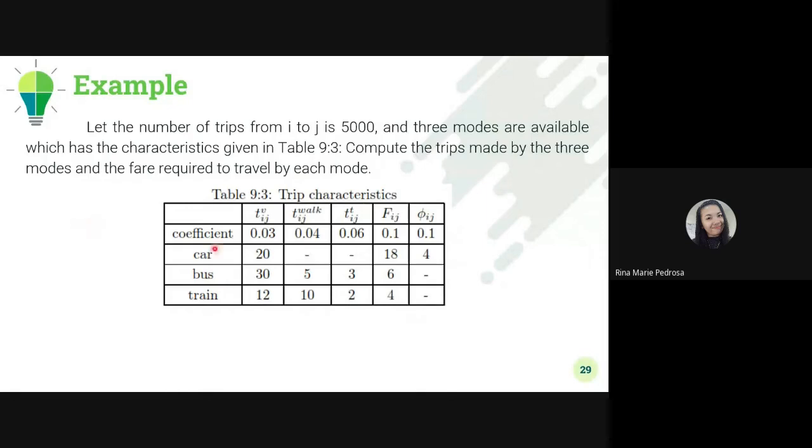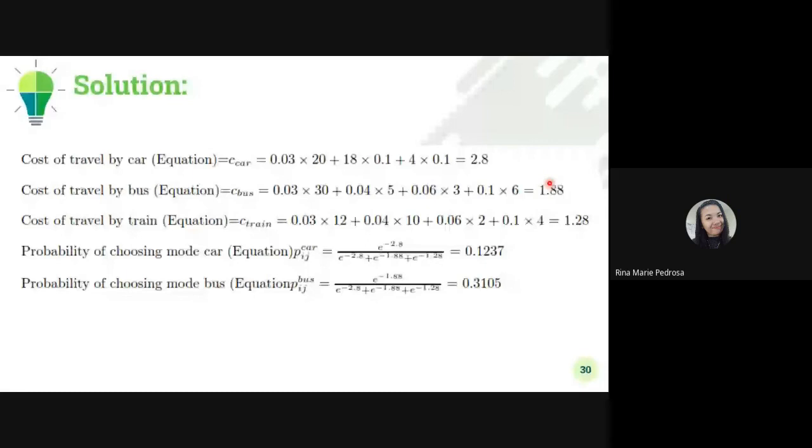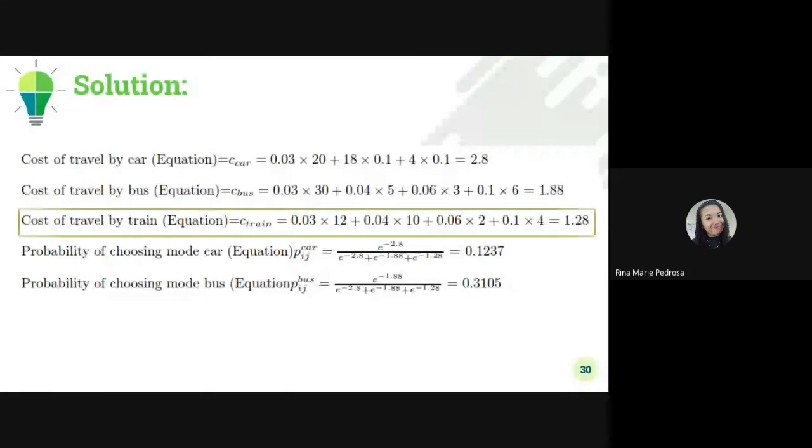So we have the car, the bus, and the train. Those are our available modes, and here are the given data. Same thing, you compute. We have to compute the cost of travel by car, by bus, and by train, which gives us the answers 2.8, 1.88, and 1. After computing the cost of travel for the different modes, let's compute the probability of each mode.